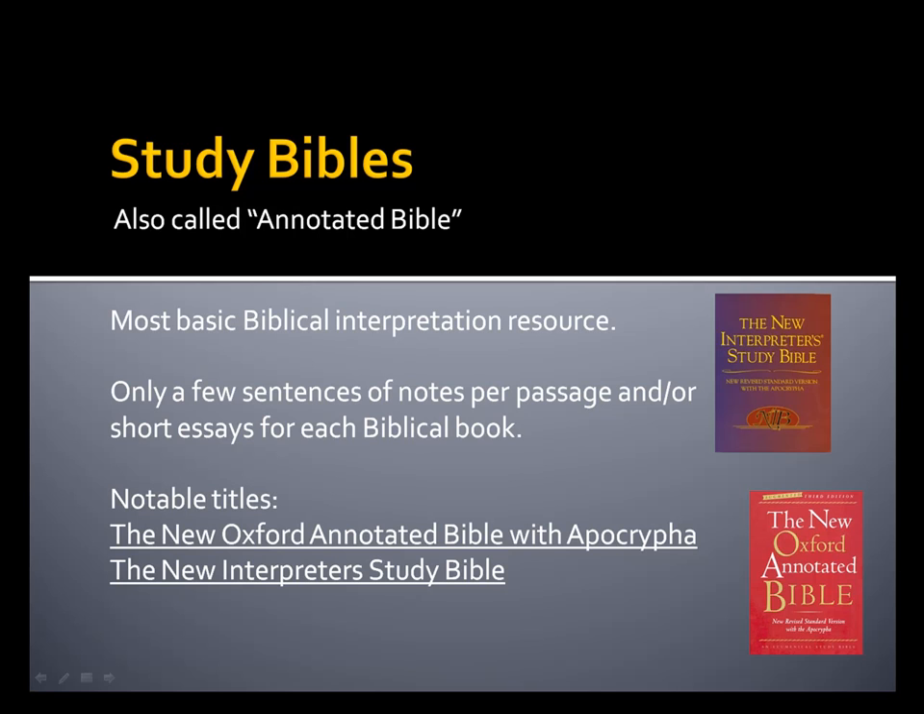The most general source, and sometimes your first consideration, would be a study Bible. This does not get into too much depth and may not provide any information that you want to include in your paper, but it will give you a very good starting point. Also called an annotated Bible, this resource includes the entire text of the Bible and sometimes apocryphal works, with small notations at the bottom of the page. You can generally expect only a few sentences of notes per biblical verse or passage. Many study Bibles also include short essays at the beginning of each biblical book. Some notable study Bibles are the New Oxford Annotated Bible with Apocrypha and the New Interpreter's Study Bible.